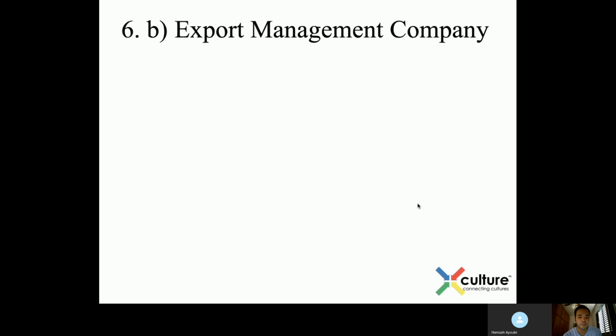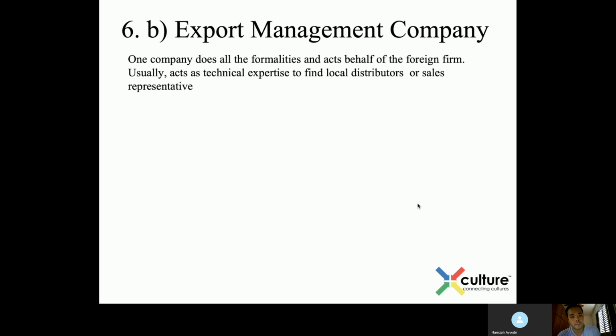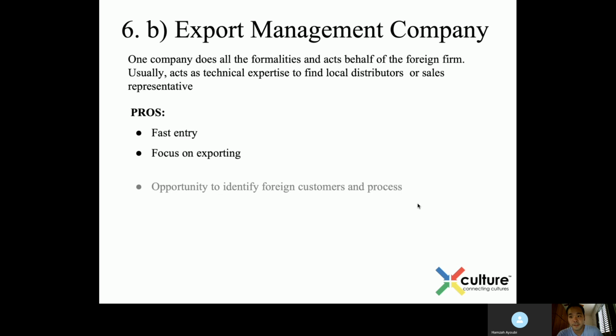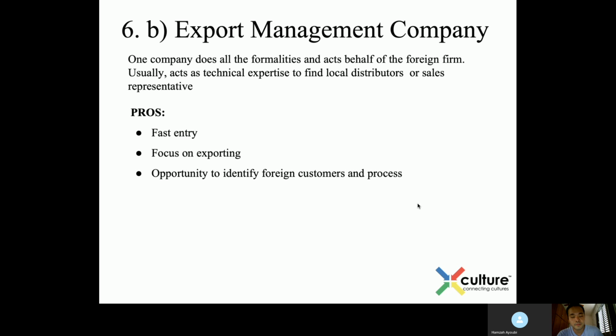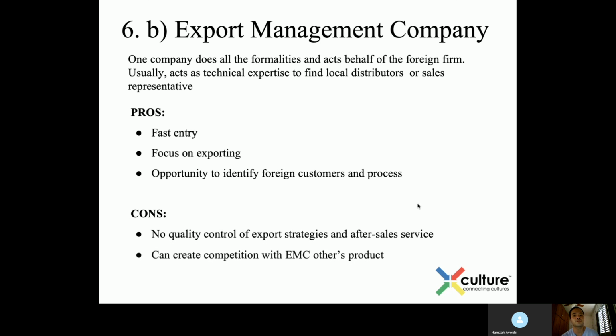The next type of exporting is export management company. One company does all the formalities and acts on behalf of the foreign firm, usually acting as technical expertise to find local distributors and work as a representative. The pros are fast entry, focus on exporting, and opportunity to identify foreign customers and processes. The cons are there is no quality control of export strategies and after-sales service.